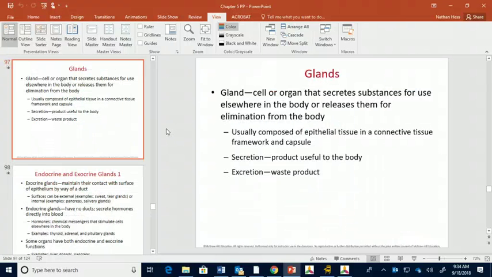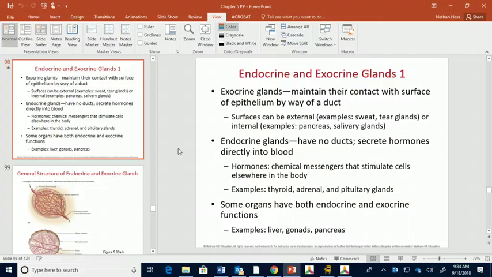Glands are important. Glands are things that secrete, either secreting something for the body to use, or secreting things to get out of the body, to excrete them. You've got two types of glands, exocrine and endocrine. Endocrine should ring a bell, the endocrine system. Exocrine glands have a duct that maintains contact with the surface of the epithelium. In other words, you're actually secreting it out to the surface of a tissue.